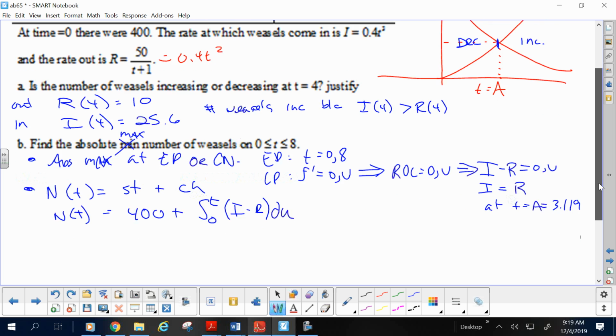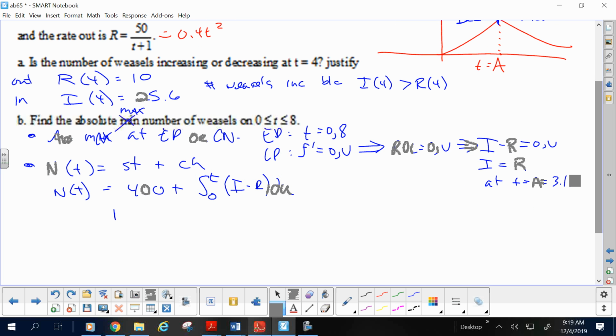All right. So I need to find N at 0, which is kind of a no-brainer. I know N at 0 is 400. I need to find N at 3.189. Darn it. And N at 8. That should get you started.